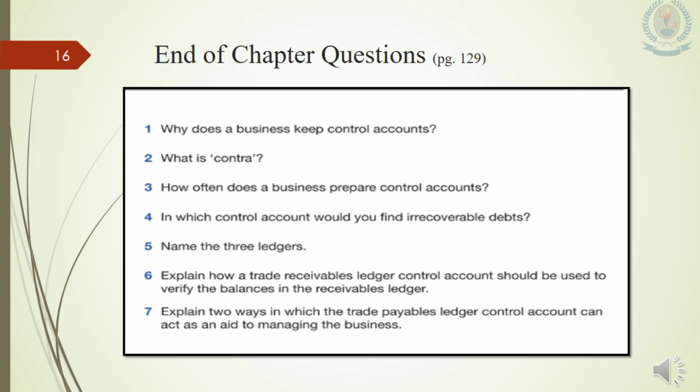Last question. Explain two ways in which the trade payables ledger control account can act as an aid to managing the business. Children, for the answer you can refer to the advantages of control accounts. Locate errors, avoid fraud and information for management. In addition, the control account would help the businesses to make sure the suppliers are paid on time, which would otherwise create a bad reputation. Now, write down the answers neatly and correctly in your notebook.